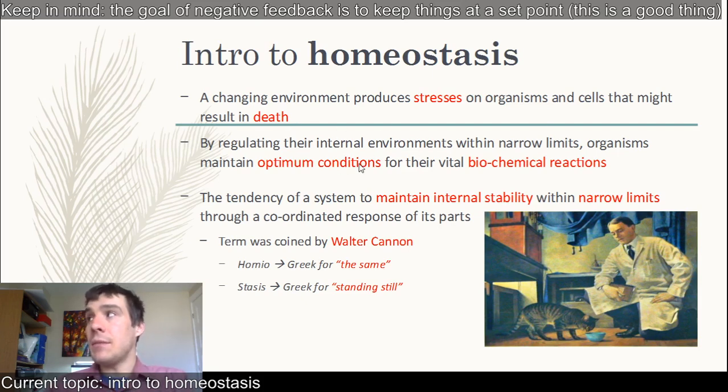So we regulate it and we maintain optimum conditions for all of the biochemical reactions. A lot of our enzymes work very well at 37 degrees Celsius because that's body temperature. And homeostasis, the definition of it, is this tendency to maintain internal stability within narrow limits through a coordinated response of its parts. It was termed by this guy, Walter Cannon, homeo from the Greek for the same, and stasis for standing still, so it's staying at one place. It's almost like standing still and standing still. It's like two words that mean the same thing.